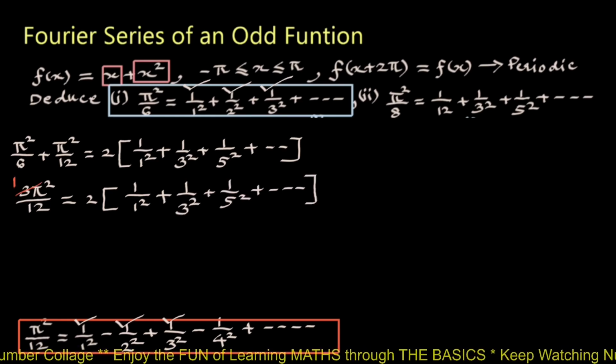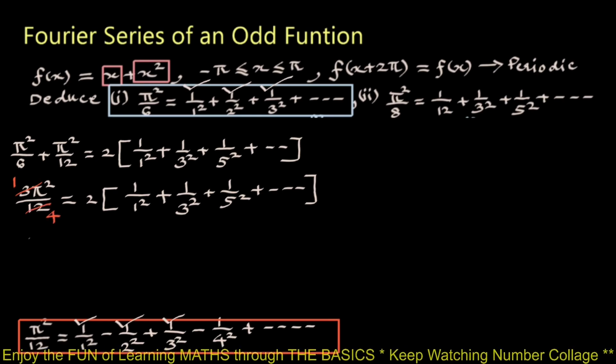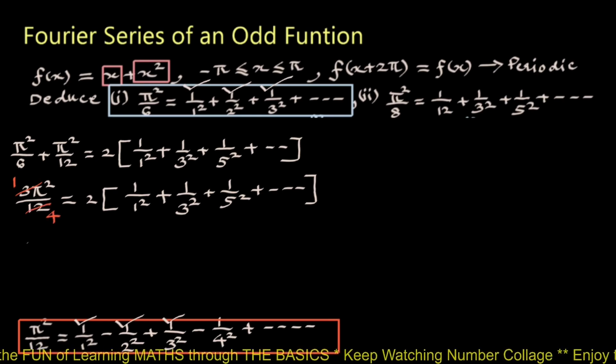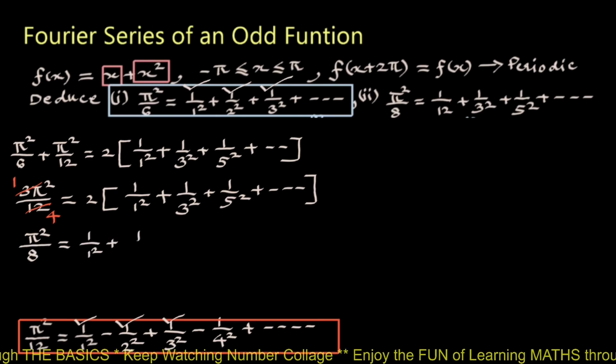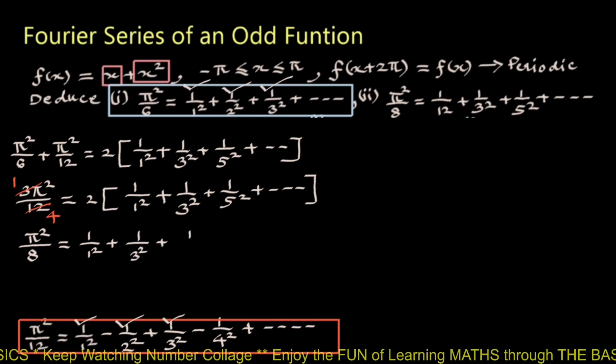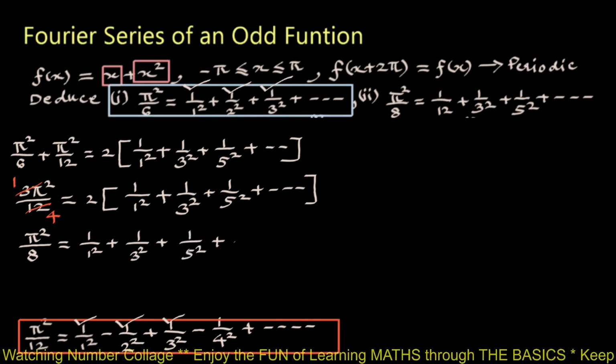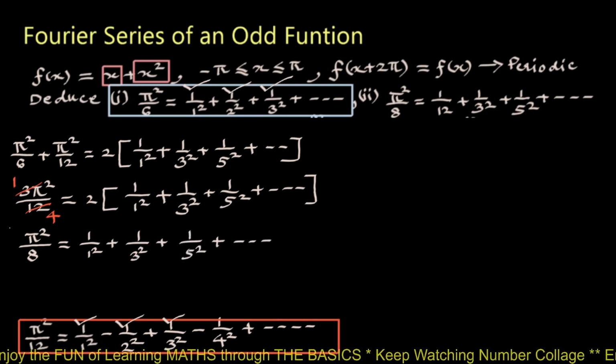This will be 3 ones are, 3 fours are, and finally we will get the second deduction. Pi square upon 2 fours are 8 equals 1 upon 1 square plus 1 upon 3 square plus 1 upon 5 square plus so and so forth, which is the required second deduction.